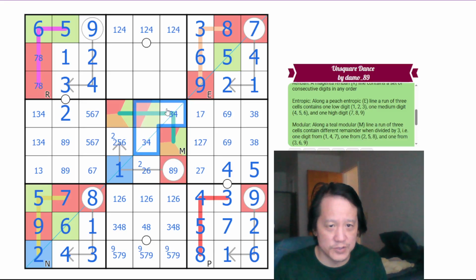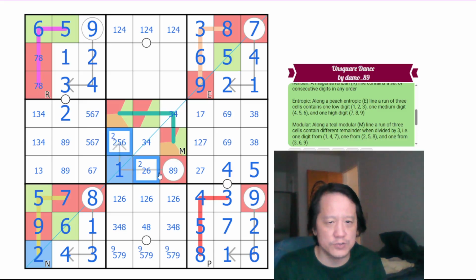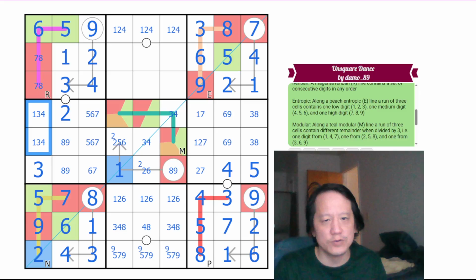This is 3, 4 as a pair. So it's 1, 2, 5 or 1, 2, 6 to add up to 9. 1 eliminates 1, 8, or 9. So this is 3 here, no 3 here. 1 eliminates 1 there, so it's 2 or 6. 1 eliminates 1 there.